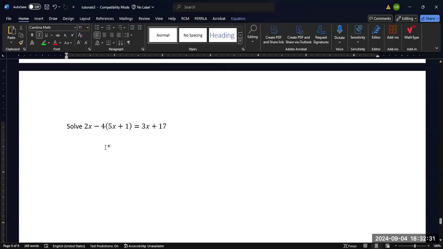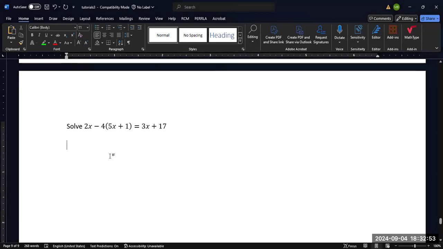All right, so in this video, we're going to walk through the steps to solve a linear equation. Now, it has several steps involved, but it's relatively simple in the sense that there's no fractions in it. So we're going to go through the steps and then we'll check the solution at the end.